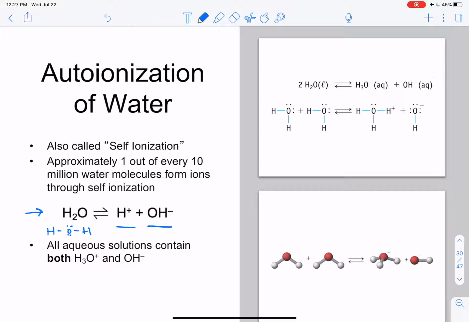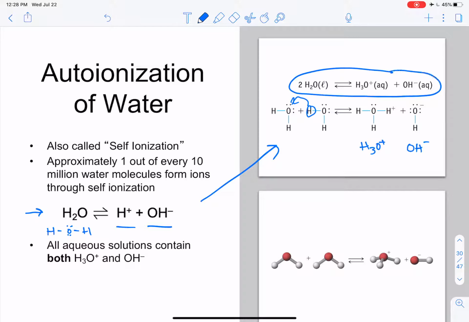So a better way to think about this is that we have a couple of waters that get together, and one of them gives its hydrogen to another water. So you can see over here that this hydrogen right here is gonna hop onto that oxygen right there. And we see that we create a hydronium, which is H3O plus, and a hydroxide right here, which is OH minus. So if we were to write out the balanced equation, it would look like this.